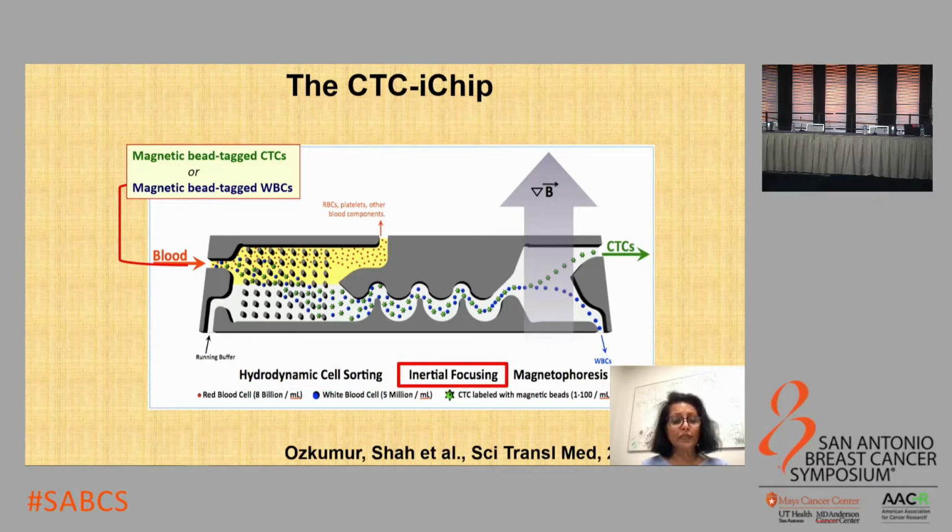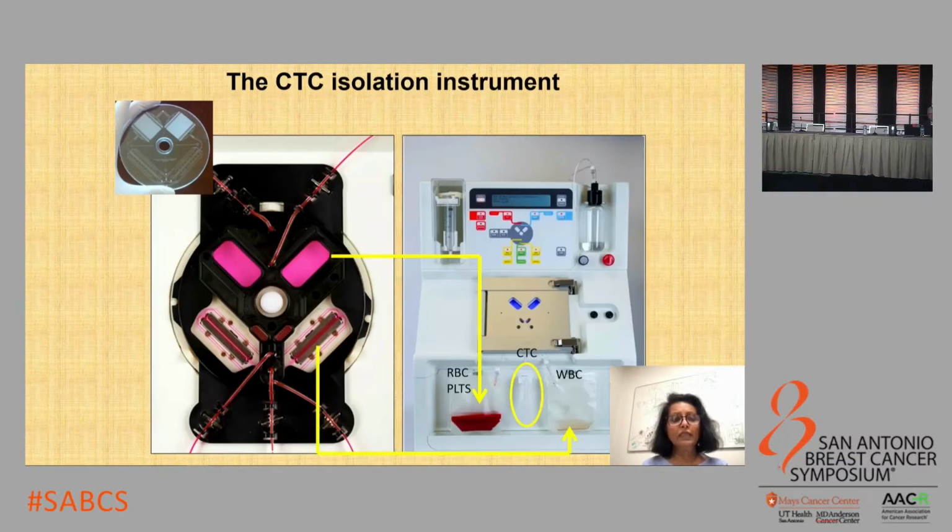This then enters the second segment of the chip, which is a series of curved channels where the fluid flow centers them in single file. In the third segment, magnetic force is applied, thereby deflecting the white blood cells away from the CTCs, which are collected in the product chamber. This is the CTC Isolation Instrument, where this microfluidic CTC eye chip is loaded. Processing blood through this chip basically removes the red blood cells and the platelets away, and the white blood cells away from the CTCs, which are then collected in the product chamber.